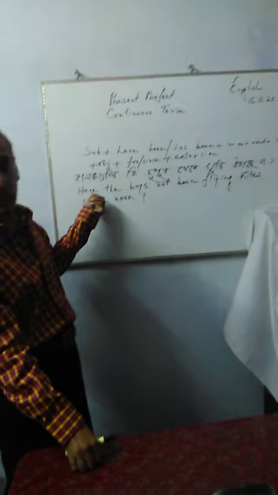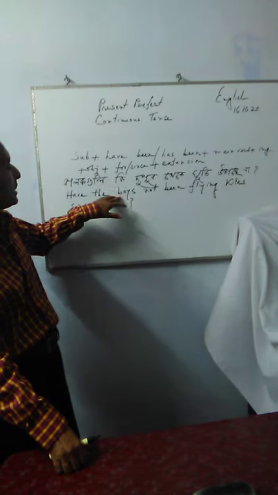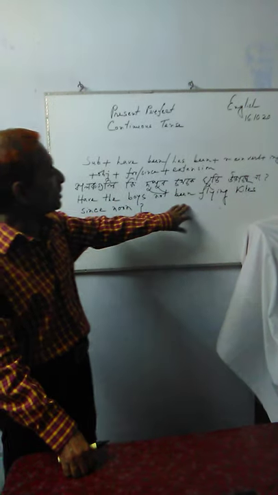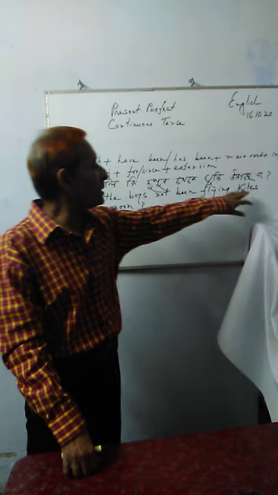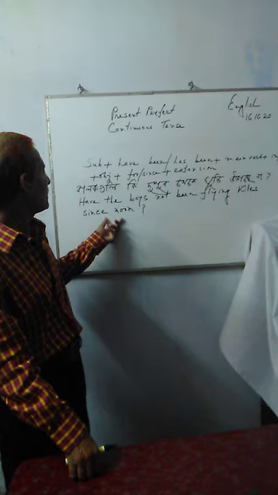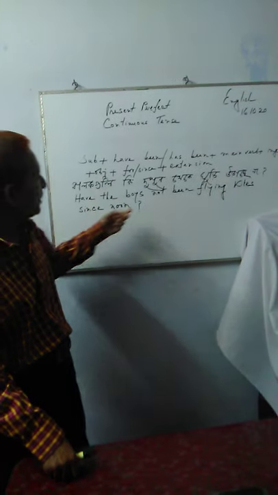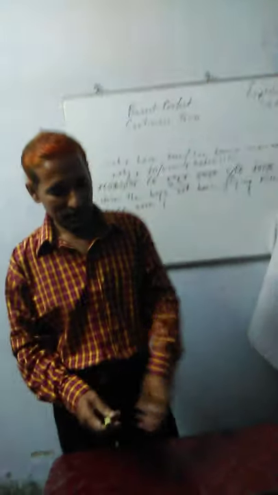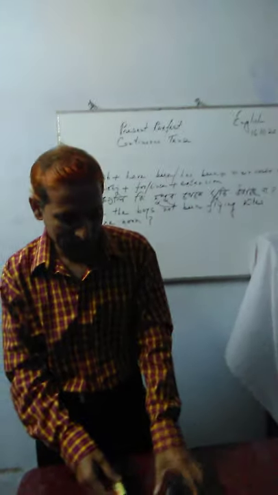I repeat, subject: have, auxiliary verb: have. Subject: the boys, not, been, main verb, object: kites, time: since noon. Now, write down the sentence: have the boys not been flying kites since noon. Write down the sentence.